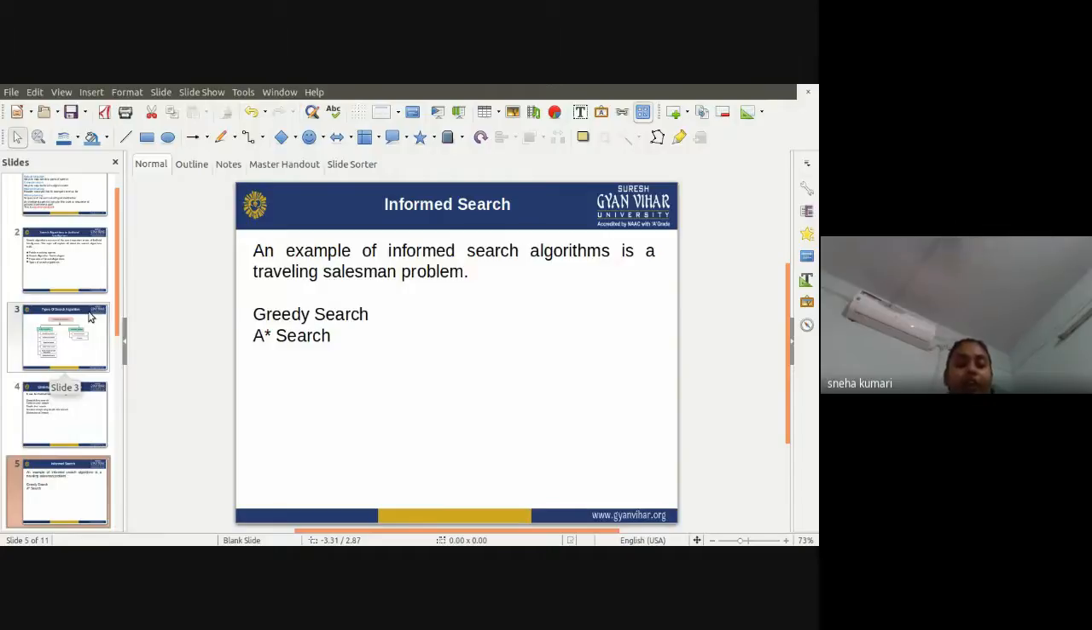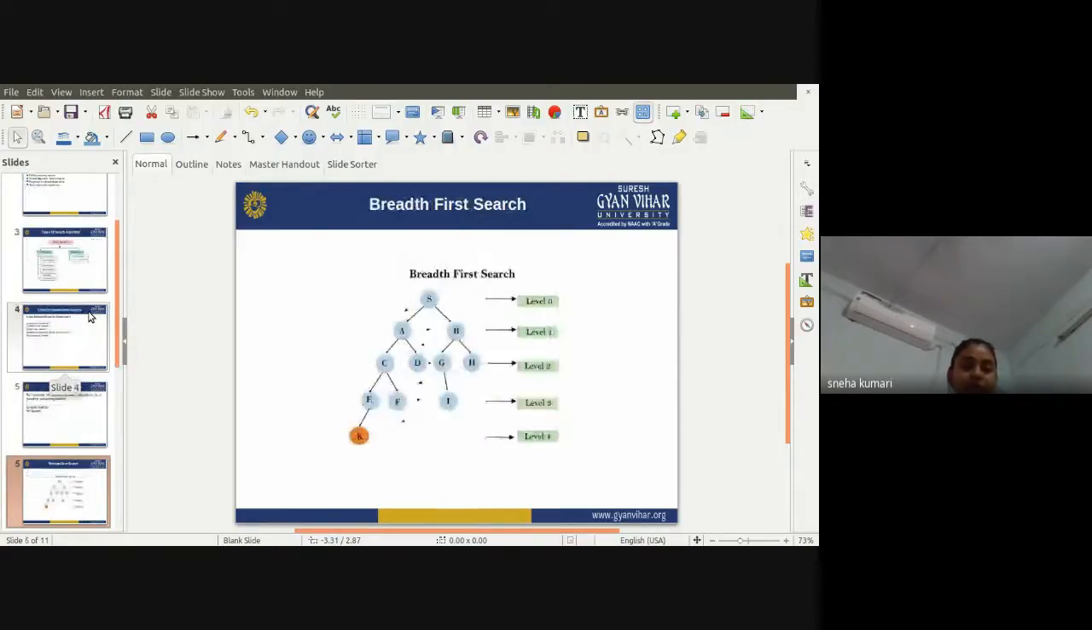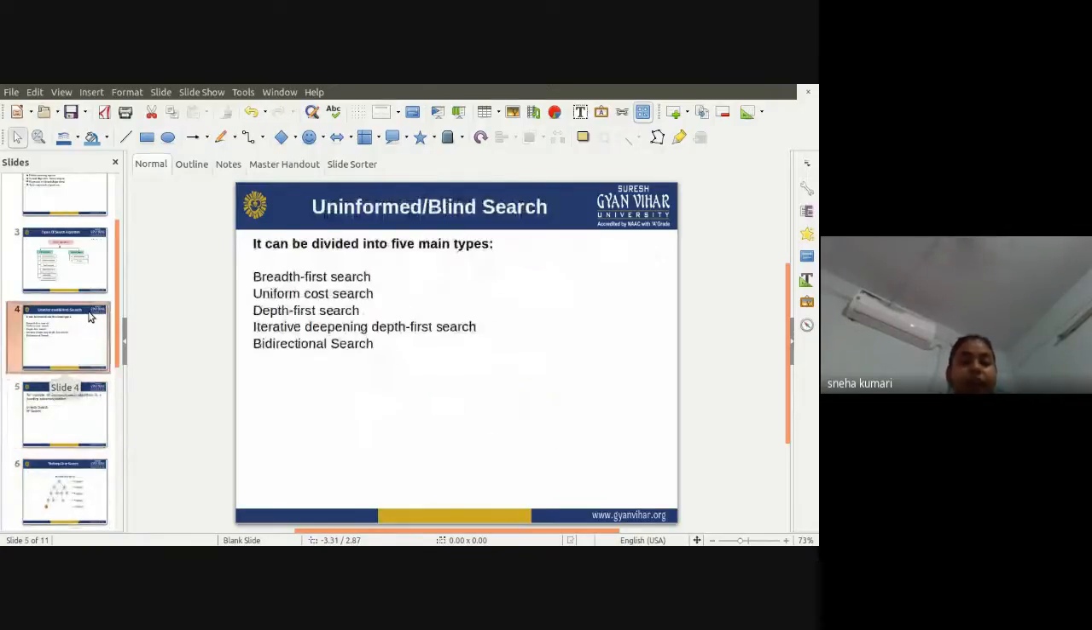Informed search can solve more complex problems which could not be solved in another way. An example of an informed search problem is the traveling salesman problem. The traveling salesman problem is an example of heuristic search. And there are mainly two types of informed search available: A star search and greedy search.